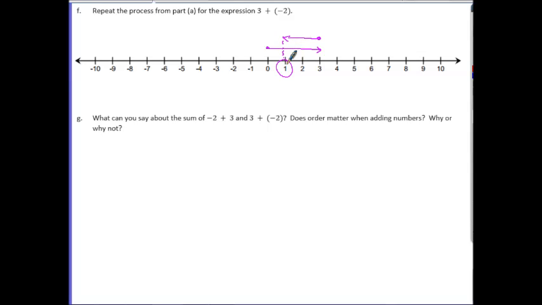So what can you say about the sum of -2 plus 3 and 3 plus -2? Does order matter when adding the numbers? Why or why not? Well, you'll notice that the answer we got when we added these two numbers either way was 1. So it didn't make a difference which order we added the numbers in or the integers in. So we'll say -2 plus 3 is equal to 3 plus -2 because they both equal 1.